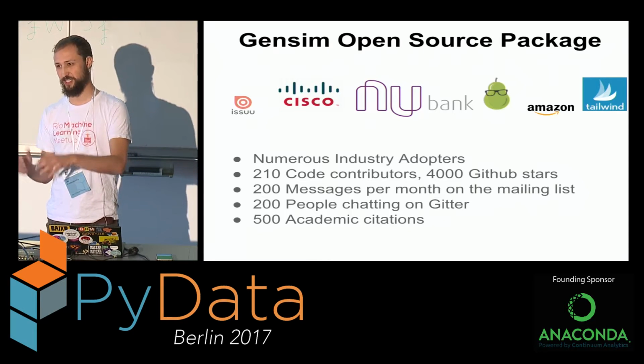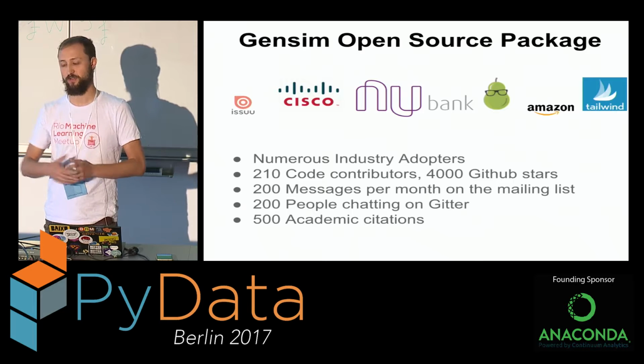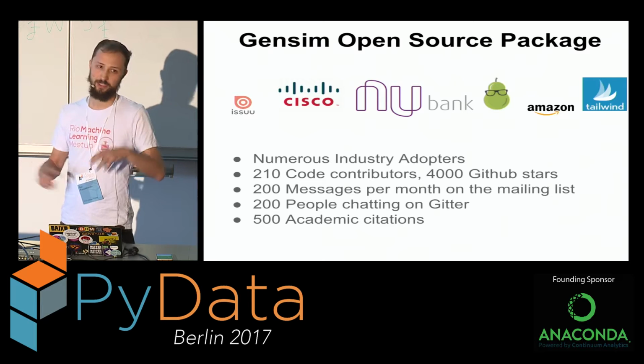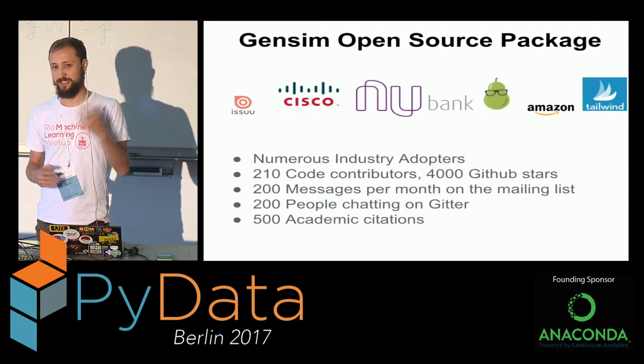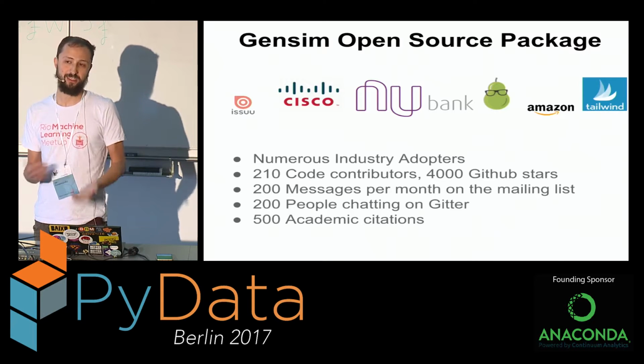We are at this intersection of academia and industry. So we have a lot of industry adopters, a lot of big and small companies use our code, from Amazon to small startups. And at the same time, a lot of people in academia use our code as well. We have about 500 academic citations.